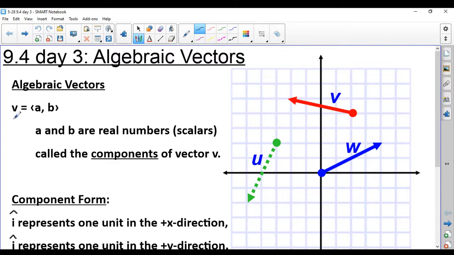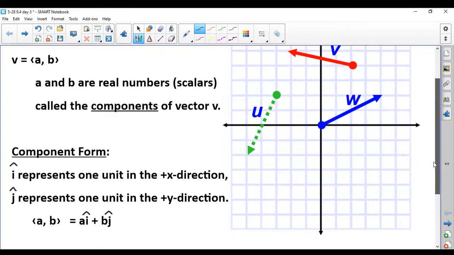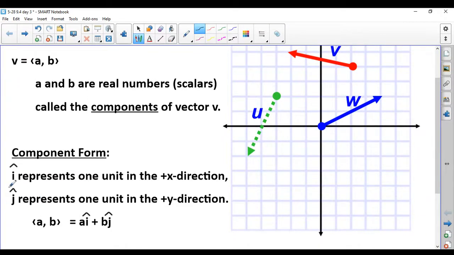There are a couple different ways to write algebraic vectors. If I have vector v, it can be written with these arrow brackets as ⟨a, b⟩, where the a and the b are real numbers called scalars, and they are called the components of vector v. You can use those brackets, or you can use what's called component form. When you use component form, we talk about i hat and j hat, and in your book, these are just bold i and bold j.